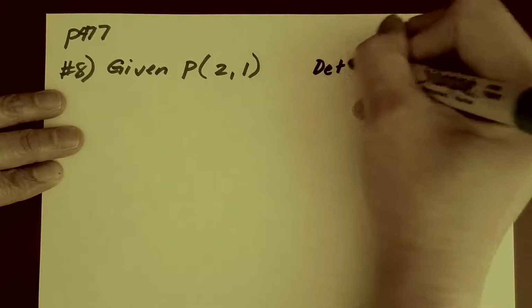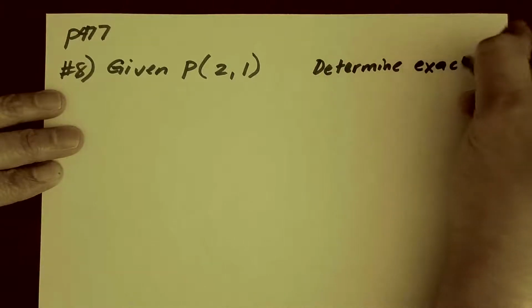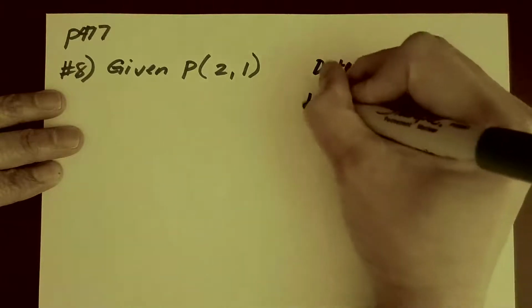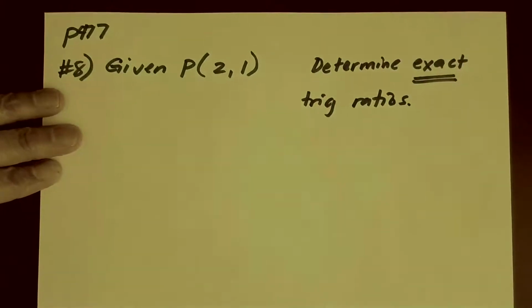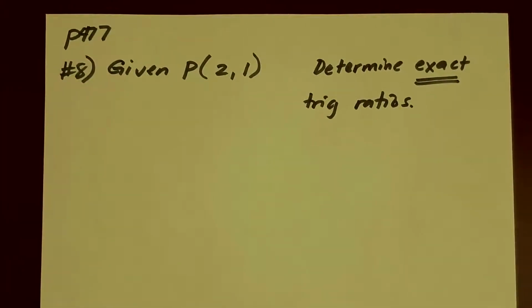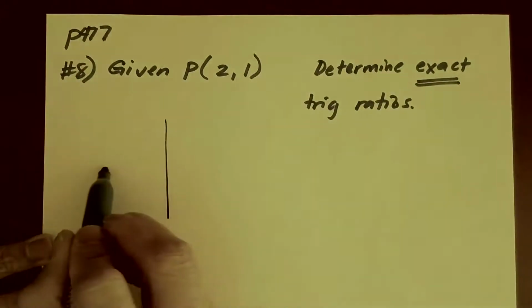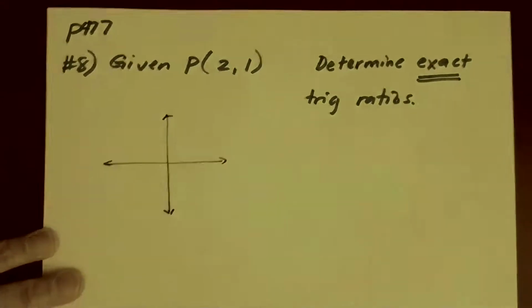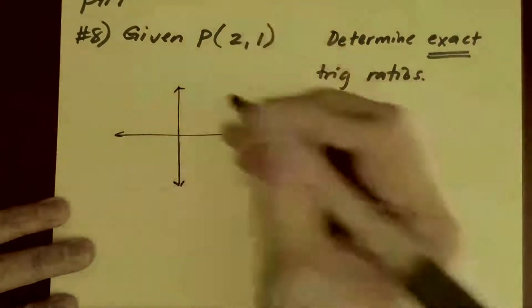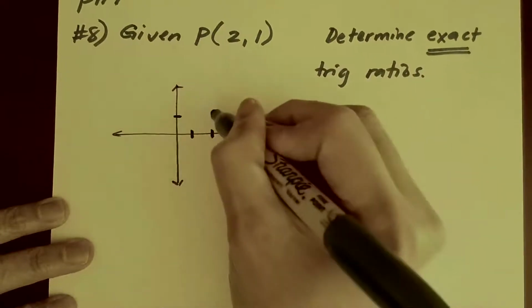Determine exact trig ratios. Okay, so how do we do that? We need to visualize things. Okay, so where is this one here? So 2, 1. So 1, 2, 1. So this is our point.